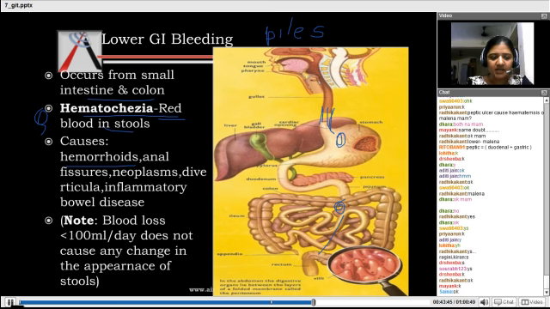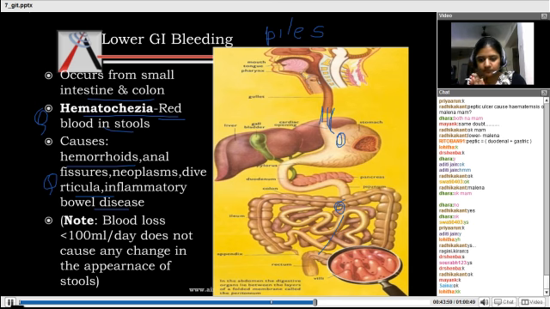Anal fissures, neoplasms, diverticulum, inflammatory bowel disease. These are the causes for a bleeding from the lower GI tract. Now, when do we see change in the appearance of the stools? How much blood loss should take place so that it is visible to the naked eye in the stools? It's got to be more than 100 ml per day to be able to be visible as a change in the stools. Anything which is less than 100 ml will not really produce any change in the appearance of the stools. Is it fine?